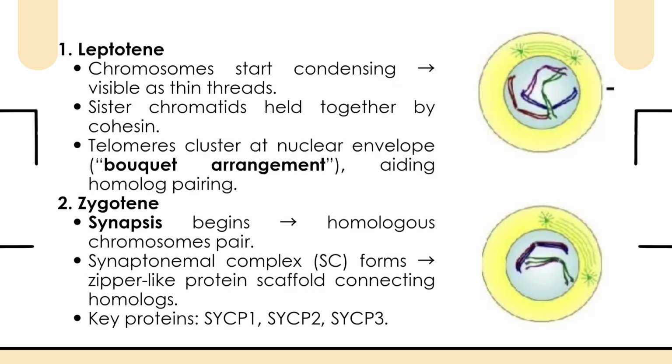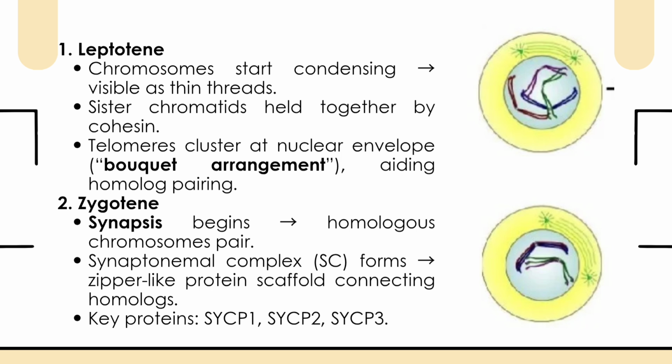In Leptotene, chromosomes begin to condense and appear as thin threads. Sister chromatids are already held together by cohesins. A notable event is the bouquet arrangement where telomeres cluster at the nuclear envelope. This nuclear organization facilitates homologous pairing.